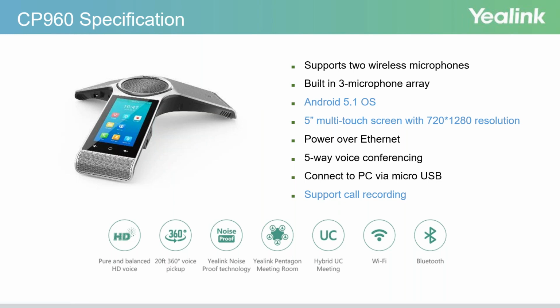The CP960 does run an Android operating system. It is version 5.1, and it runs it through a touchscreen interface. And by way of this Android OS, you can integrate third-party applications if you absolutely need to, such as GoToMeeting, such as your preferred IP-PBX vendor, as well as browsers such as Chrome or Firefox.